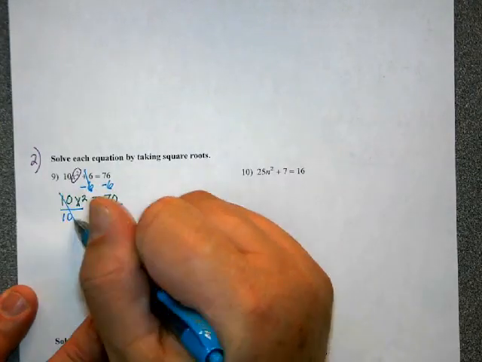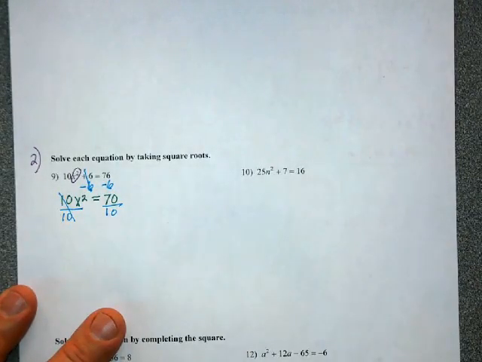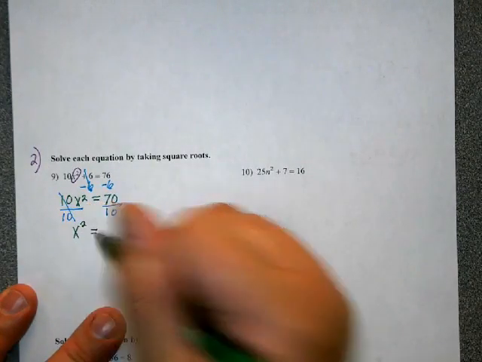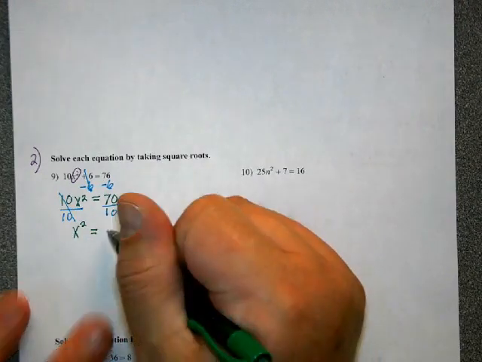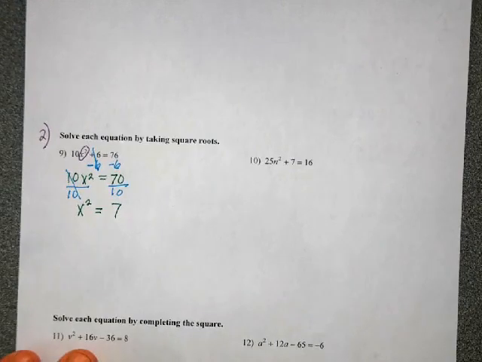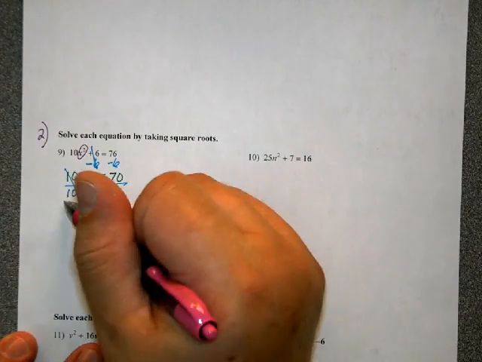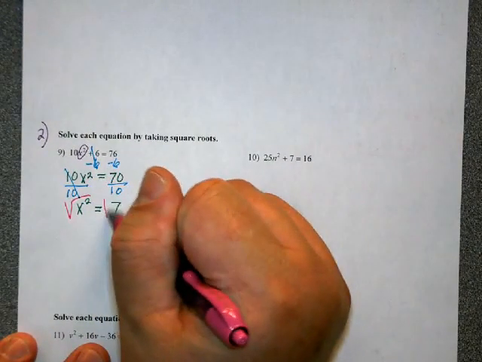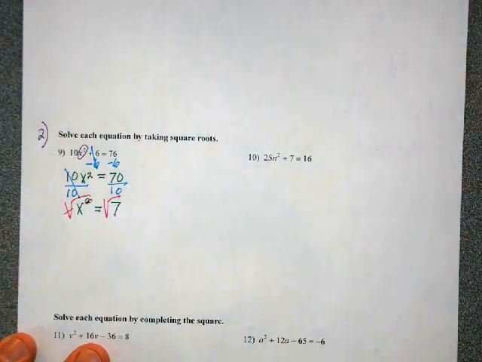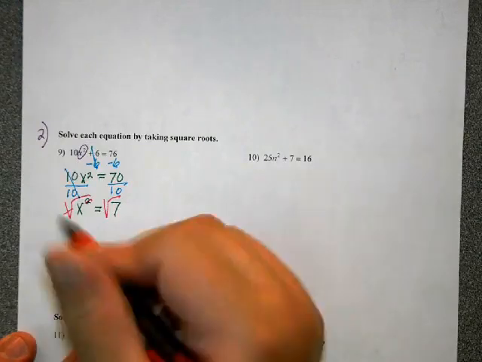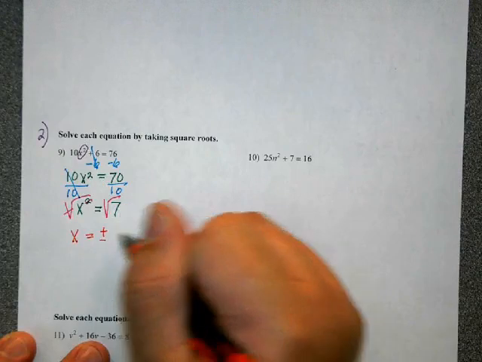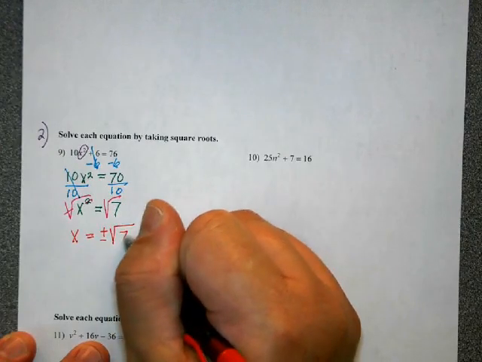So I have x squared equals 70 divided by 10, which is 7. Then I'm going to take the square root of both sides. That cancels out that power 2. And my answer here then is, don't forget the plus or minus, square root of 7. And this is simplified, so I don't have to worry about it.